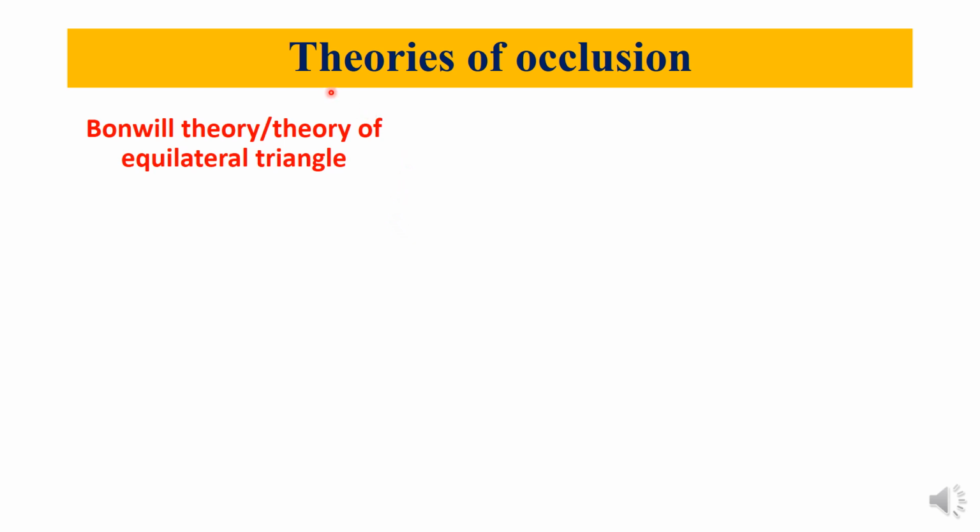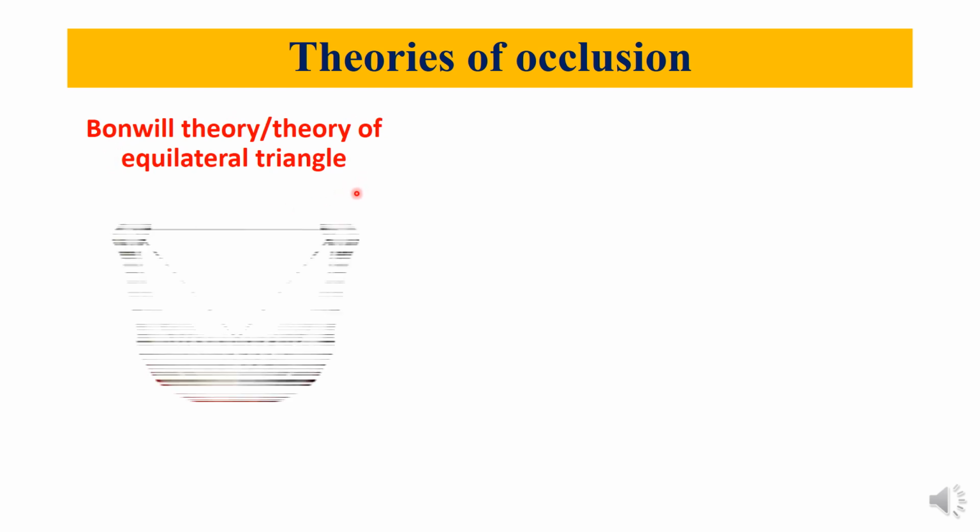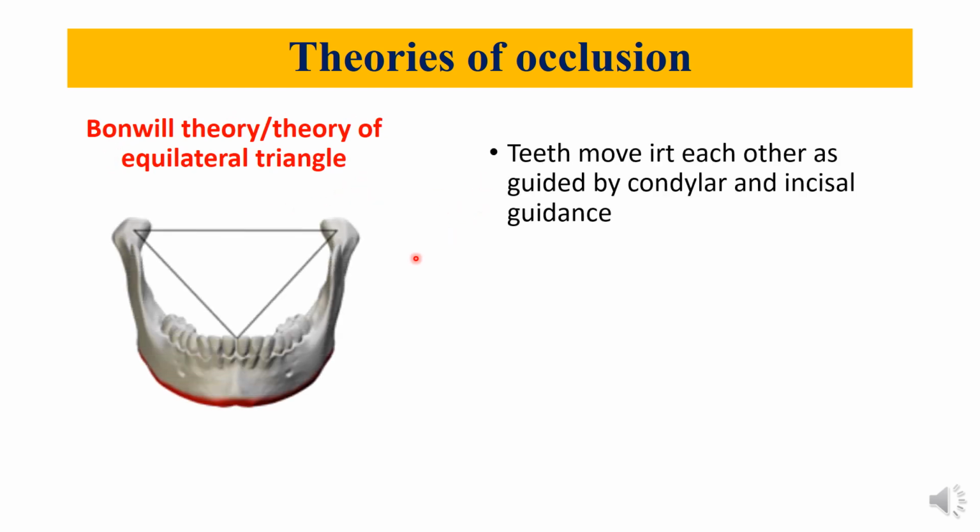So next we have the theories of occlusion. In that comes the Bonwill theory, or the theory of equilateral triangle. According to this, the teeth will move in relation to each other as guided by the condylar and incisal guidance.